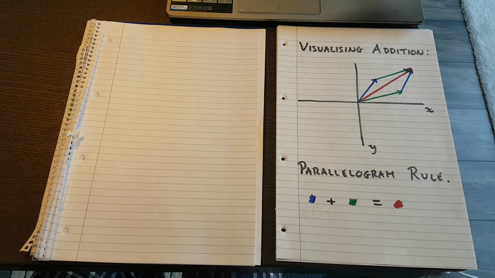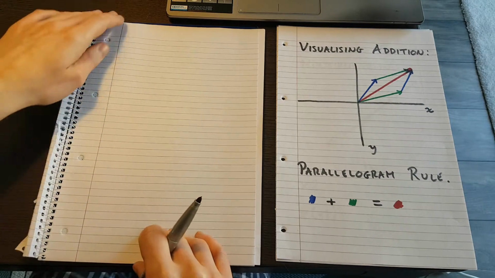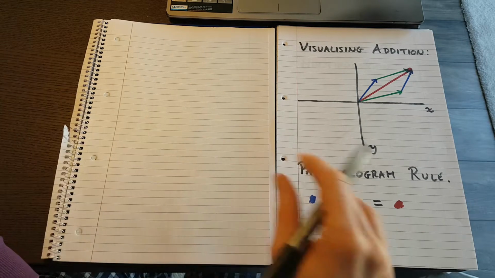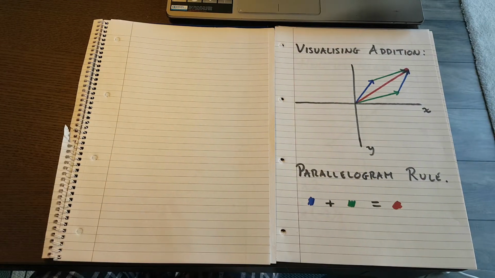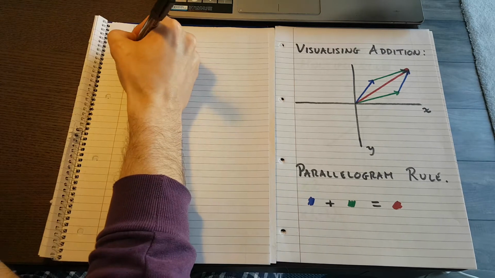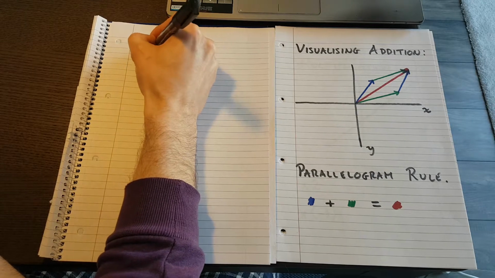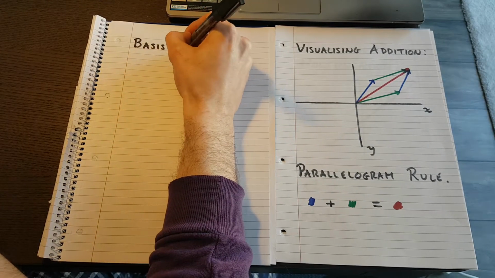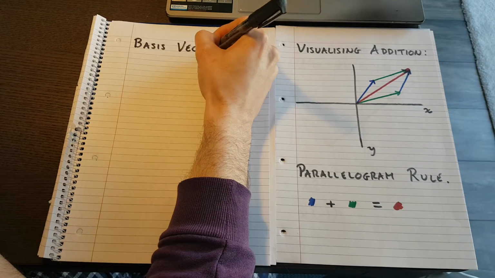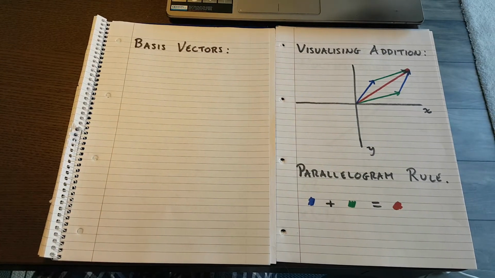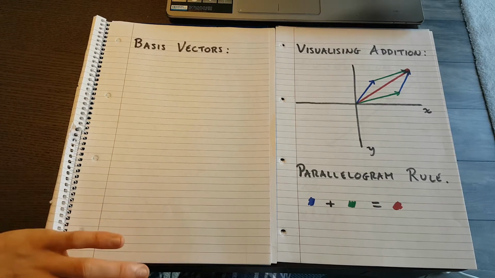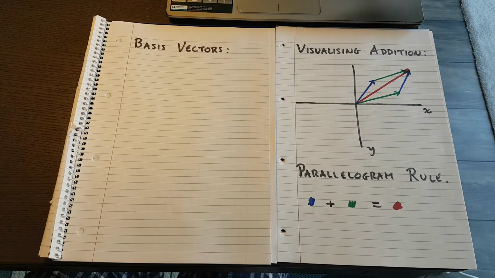Okay, so we just talked about addition and scalar multiplication. And when we have these ideas in mind, we are now able to represent all vectors in terms of something called a basis. Basis vectors have a special name, which we'll talk about in a little while, but the basic idea here is very simple.